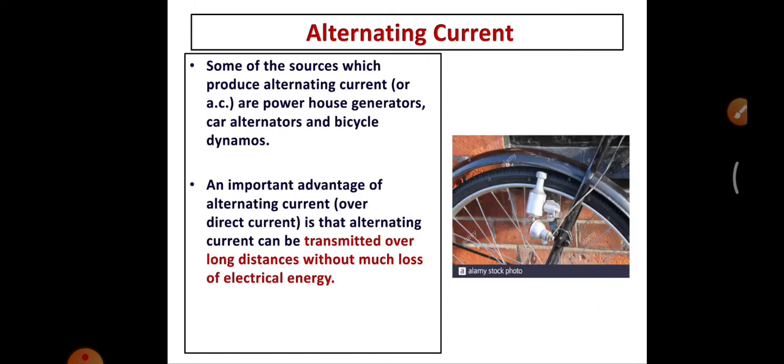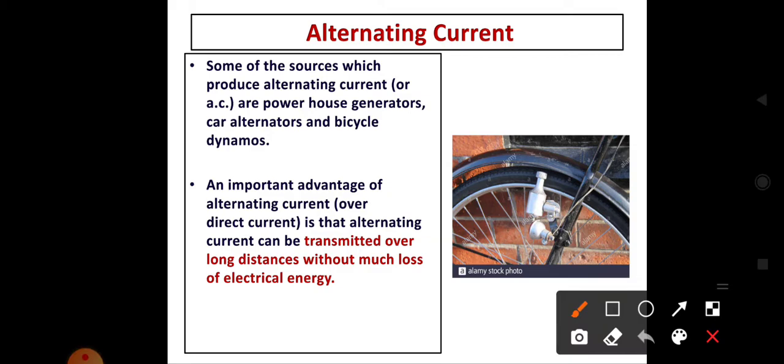So what are the sources of alternative current? You know that the sources of DC current are tri-cell and car battery and DC generator. So what are the sources of alternative current? The powerhouse generators, car alternators, bicycle dynamos. So this is a bicycle dynamo. It produces the alternative current.